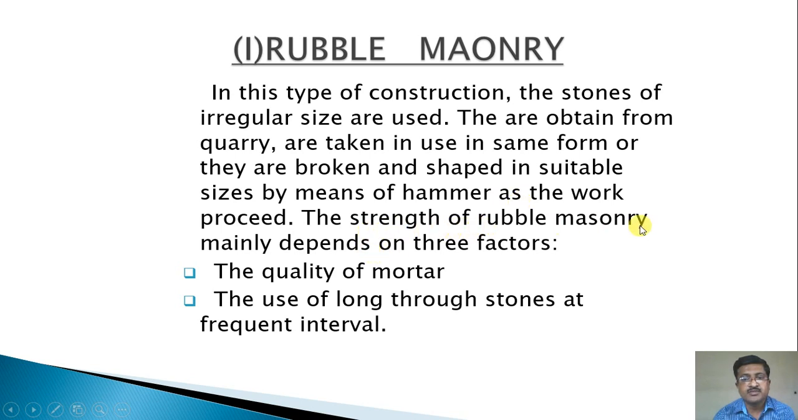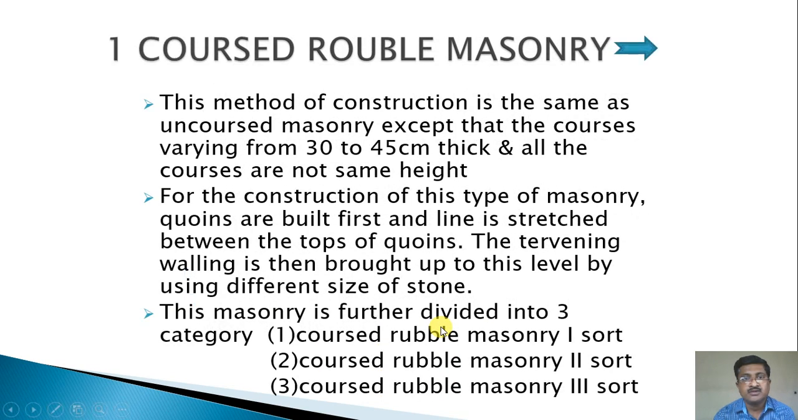The strength of rubble masonry mainly depends on three factors: the quality of mortar, the use of long through stones at frequent intervals, and the third one is the breaking of the joints.